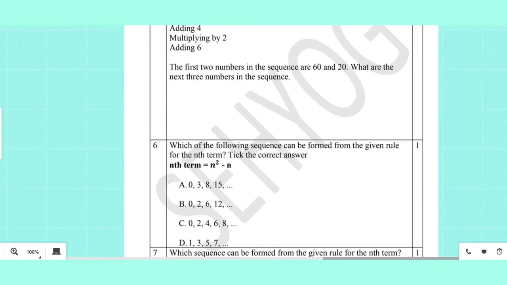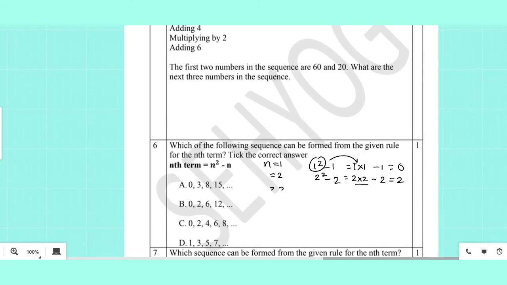Question number 6. Which of the following sequence can be formed from the given rule for the nth term? Take the correct answer. So the rule is n square minus n. Putting n equal to 1. So 1 square minus 1. That means 1 times 1, that is 1 minus 1, that is 0. Putting n equal to 2. So 2 square minus n, that is 2. So 2 square means 2 times 2, 4 minus 2. That is equal to 2.